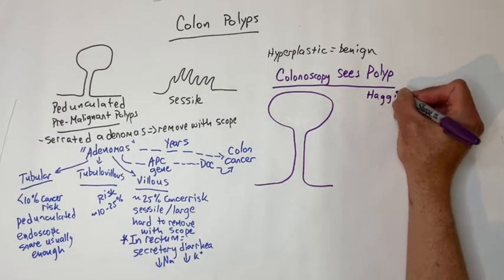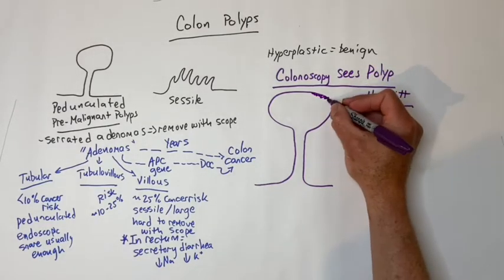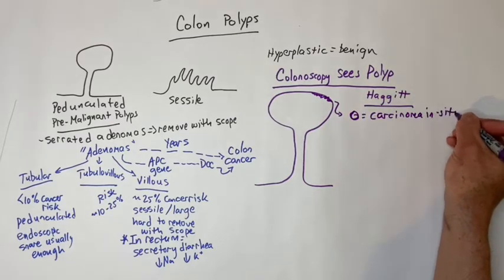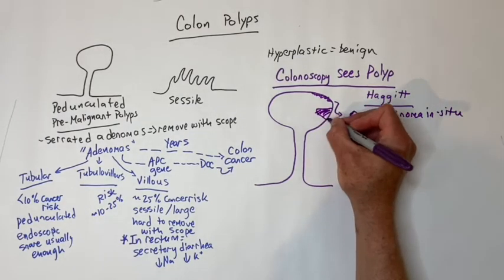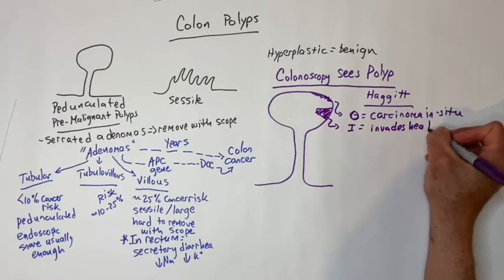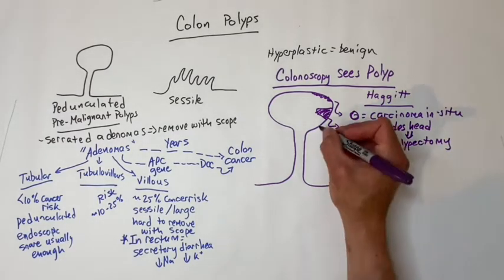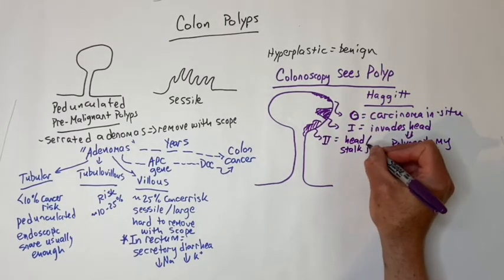If a pedunculated polyp contains cancer, then you use the Haggitt classification to see if you need to actually do surgery or if the polypectomy alone was sufficient. Haggitt 0 means there is carcinoma in situ of the head of the polyp and polypectomy alone is sufficient. Haggitt 1 is invasive adenocarcinoma in the head of the polyp, and usually a polypectomy through the stalk of the polyp is sufficient.